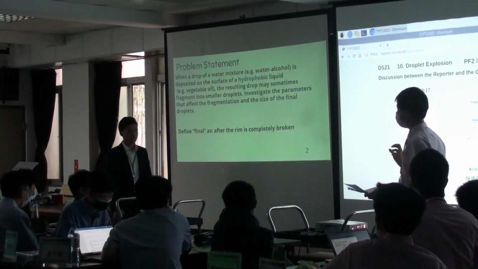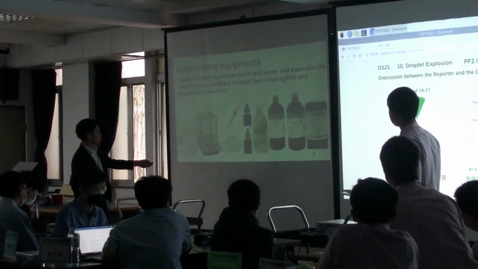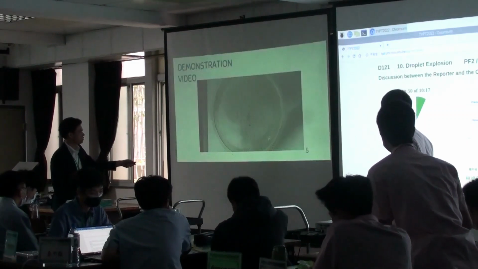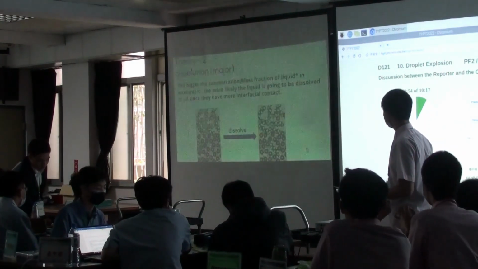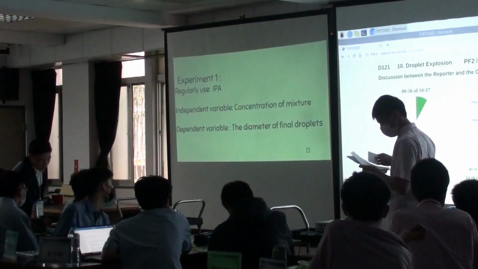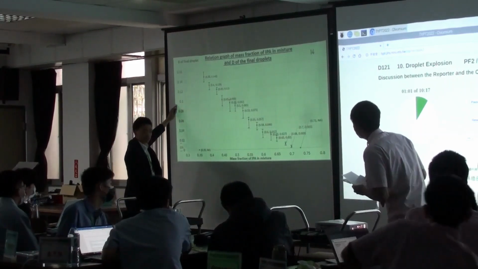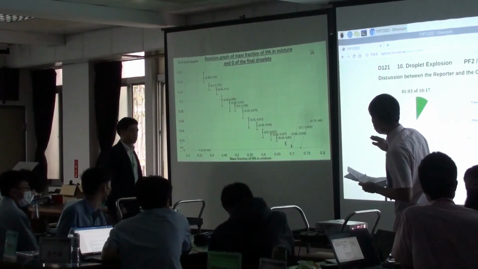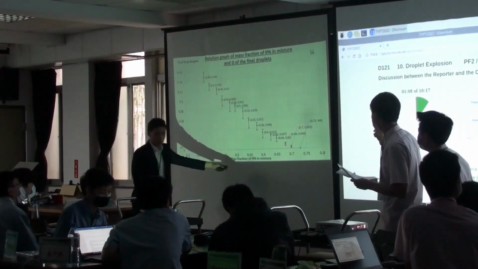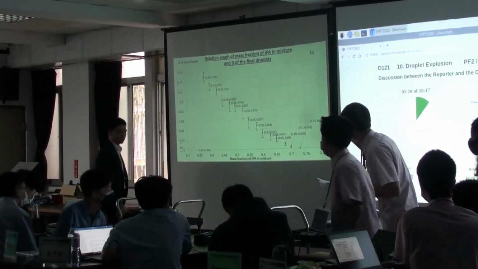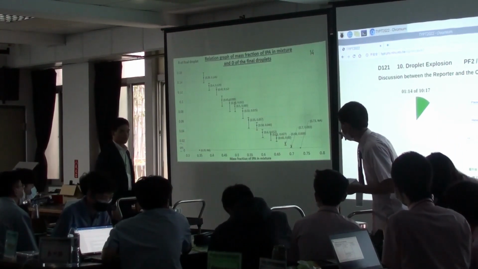And do you have any data about the final size of the droplet? The final size of the droplet is clearly shown. If you look at our data set, it's clearly here. This is the final size of the droplet. So this is for each droplet, right? For each droplet at different concentration. And your y-axis is the droplet size, so it's in centimeters. Yes.